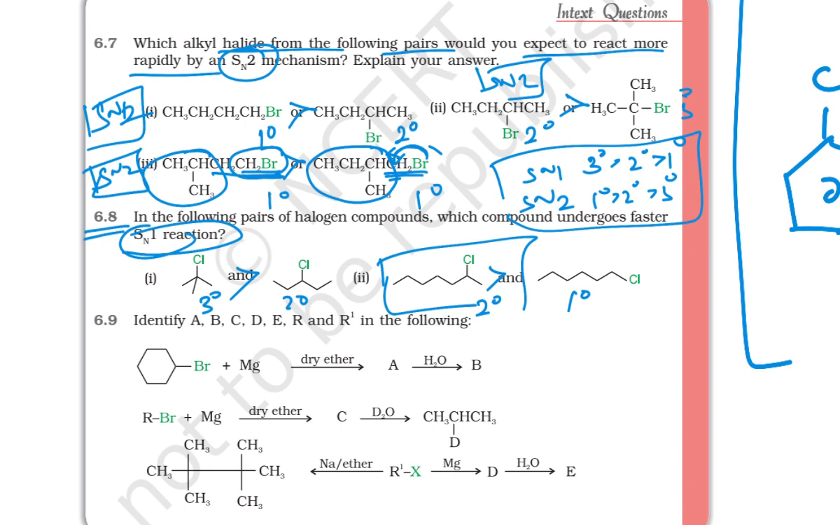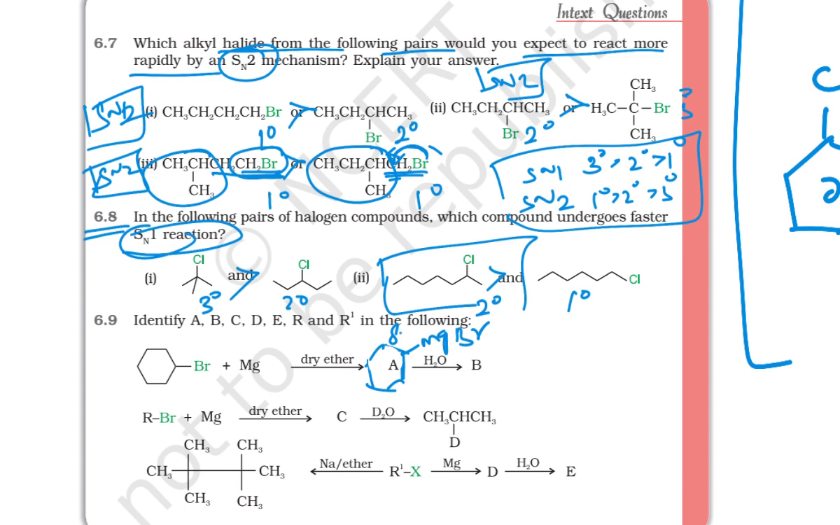Okay, when it comes to this one, what is the product of A? The A is cyclohexyl magnesium bromide. Cyclohexyl magnesium bromide is A. Okay, what is B? So we know that, right?